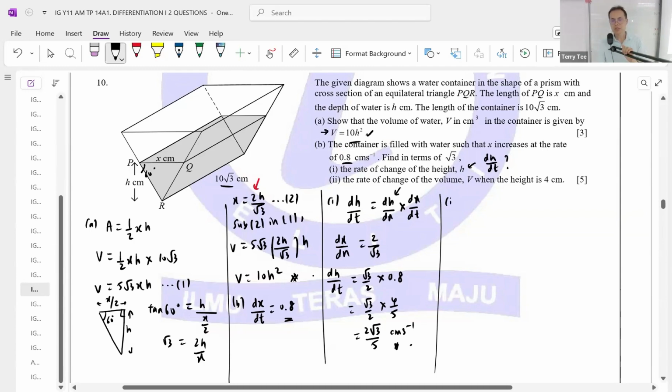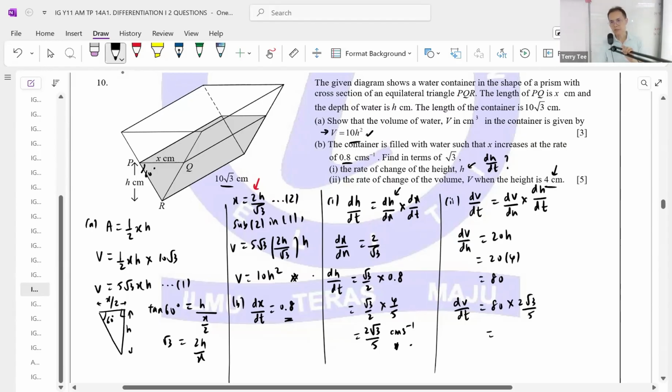Okay, lastly, rate of change of volume when the height is 4. Rate of change of volume means you're finding dV/dt. dV/dt is dV over dh times dh over dt. My dV/dh we can find very simply. Go back to your V in terms of h and differentiate, you get 20h. You're finding the rate when height is 4, so let's put 4 inside, you get 80. Your dV/dt is therefore 80 times your dh/dt, which we have here, 2 square root 3 over 5.